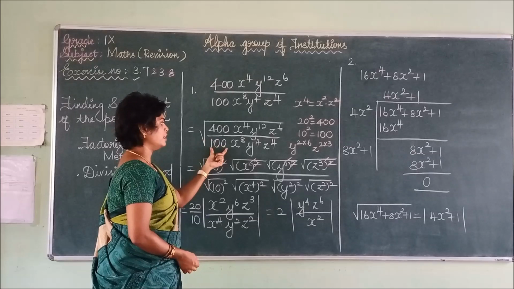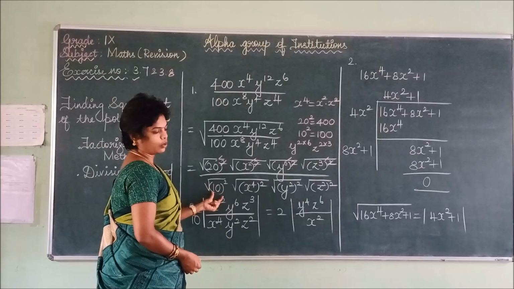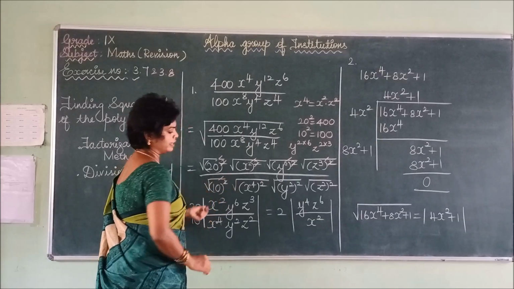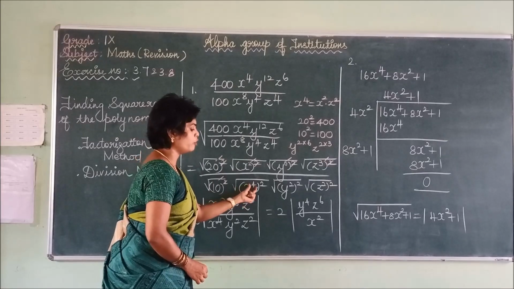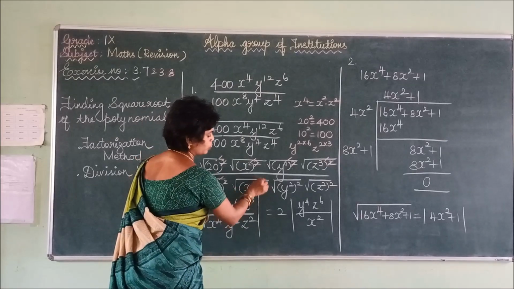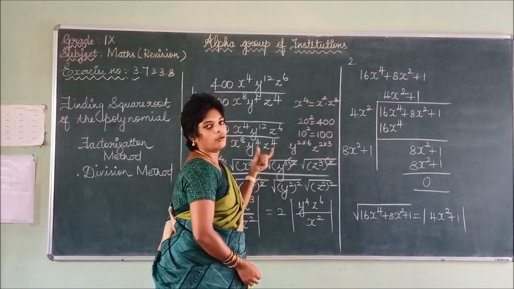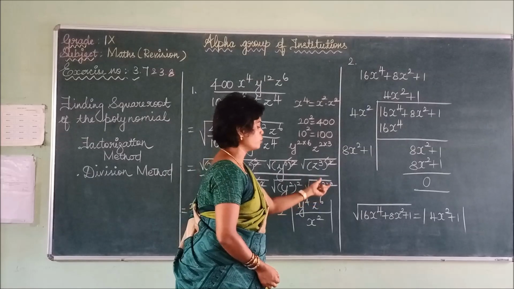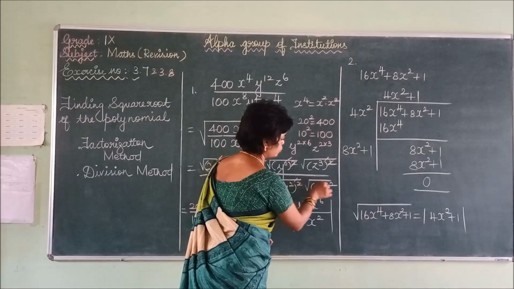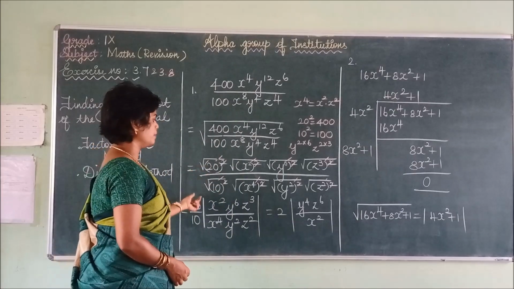In the denominator, listen, 100 can be replaced as square root of 10 square. This 2 and root get cancelled. X power 8 can be replaced as x power 4 whole power 2. This 2 and root get cancelled. Then y power 4 can be replaced as y square the whole power 2, and z power 4 is z square the whole power 2. The square and root get cancelled. What are the remaining terms here?